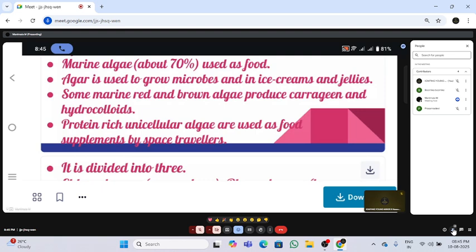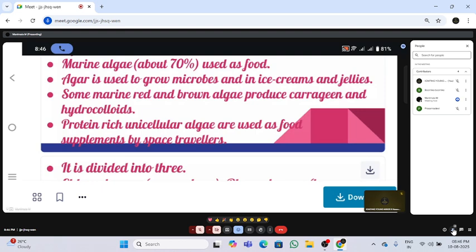What is present in agar agar? Galactose and sulfate are present. It is used in the preparation of ice creams and jellies. Also, hydrocolloids are water holding substances. Algin is from brown algae, and carrageen from the red algae is used commercially. Hydrocolloids are used for their water holding capacity.